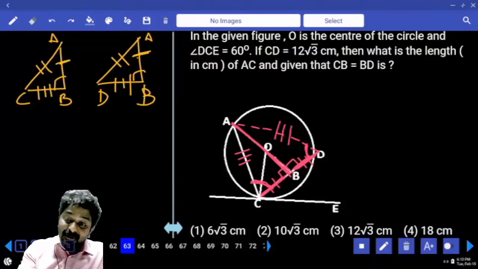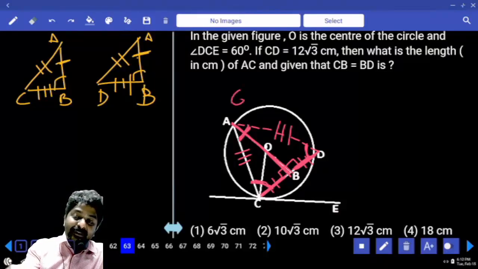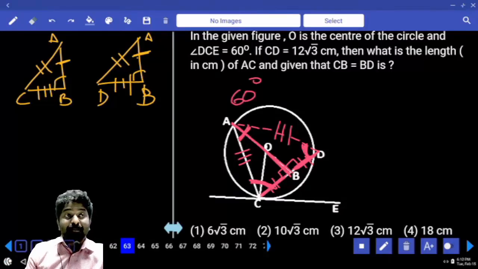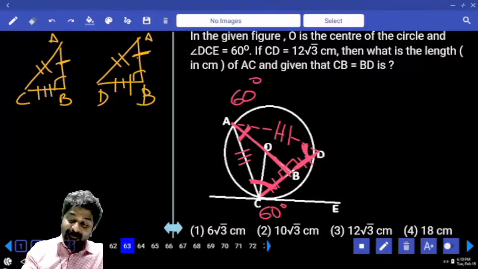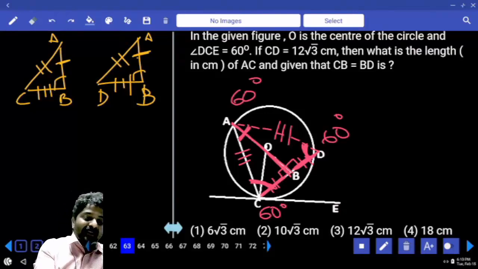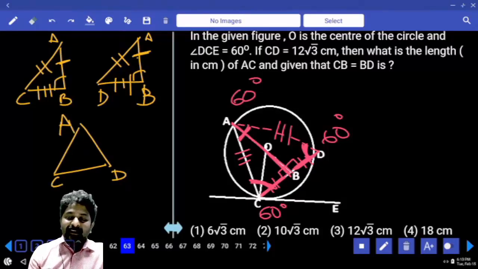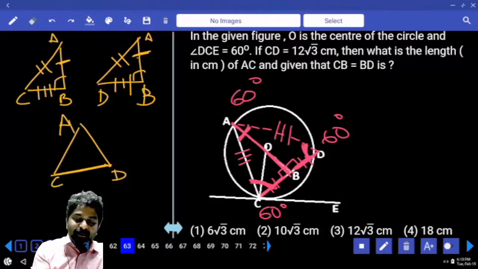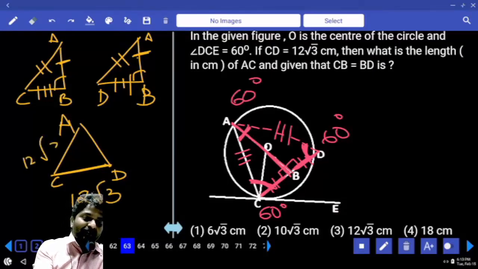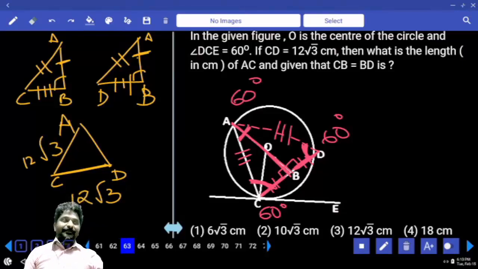And you know that angle at C is equal to 60 degrees. Then angle at C and angle at D together must be 120 degrees, and it has to be equally divided. So it becomes 60 degrees, 60 degrees. Now tell me, what is this triangle ADC? Which triangle is this? Equilateral triangle. You know that CD is equal to 12 root 3. Then AC also must be equal to 12 root 3, right? Yes.